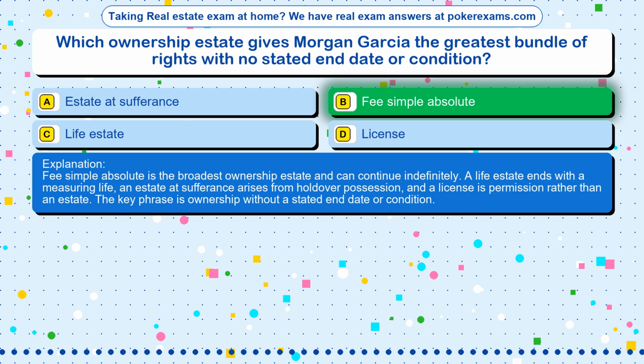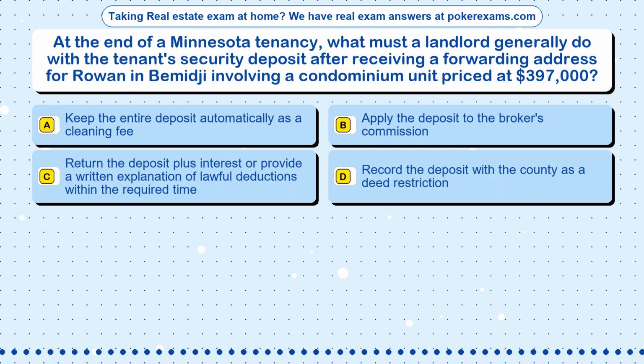Question 95. At the end of a Minnesota tenancy, what must a landlord generally do with the tenant's security deposit after receiving a forwarding address for Rowan in Bemidji involving a condominium unit priced at $397,000? Option A. Keep the entire deposit automatically as a cleaning fee. Option B. Apply the deposit to the broker's commission. Option C. Return the deposit plus interest or provide a written explanation of lawful deductions within the required time. Option D. Record the deposit with the county as a deed restriction.